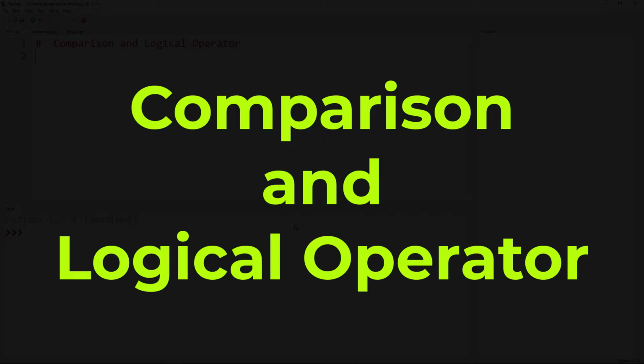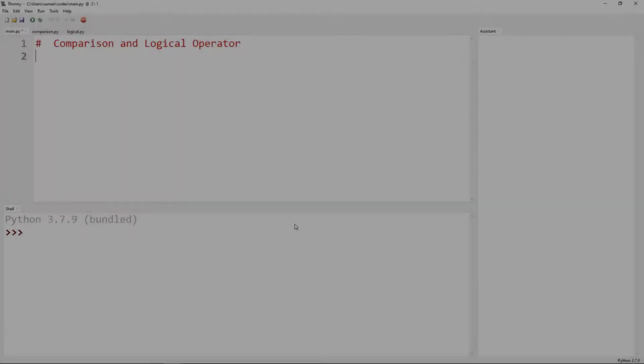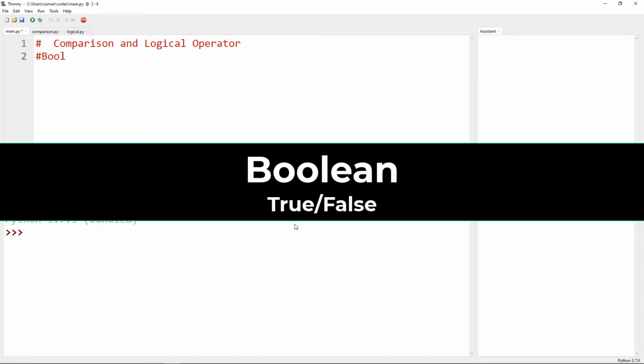Hello friends, today we will learn about the comparison and the logical operator. And first we are starting with the Boolean. Boolean is a logical data type which has two values. The first one is true and the second one is false.